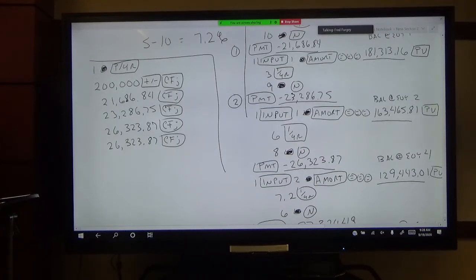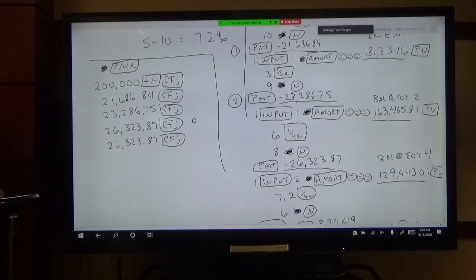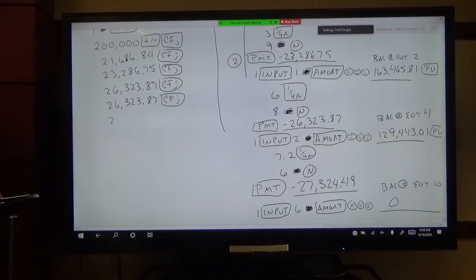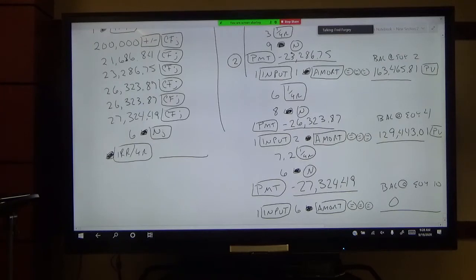And then they're going to receive $27,324.49 as a cash flow. How many times? 6. So we can put that in as 6 shift in sub j. And then it's just a matter of solving for basically the internal rate of return, or in this case, the lender's yield. All right? So let's see what we get.